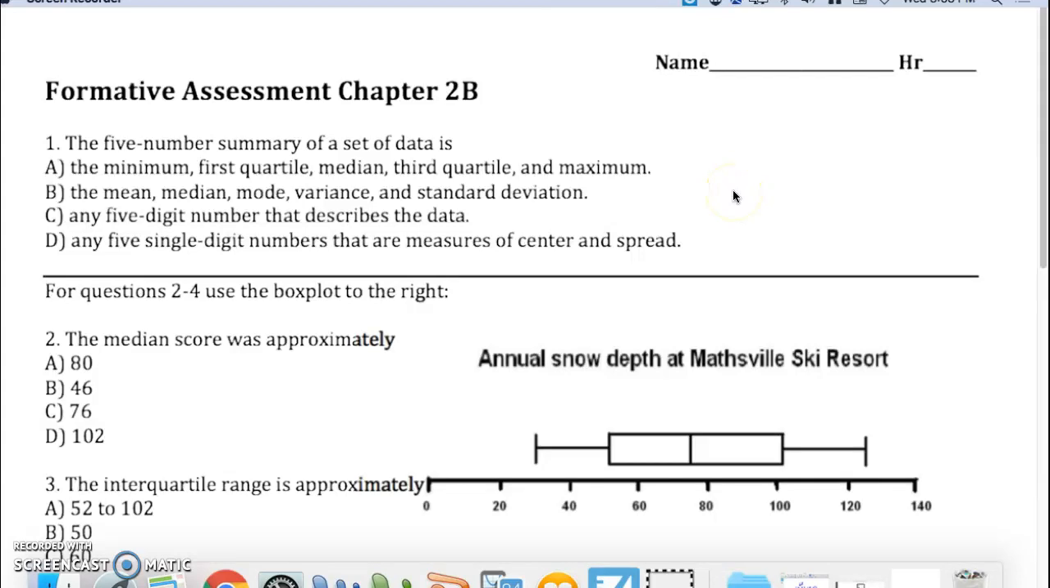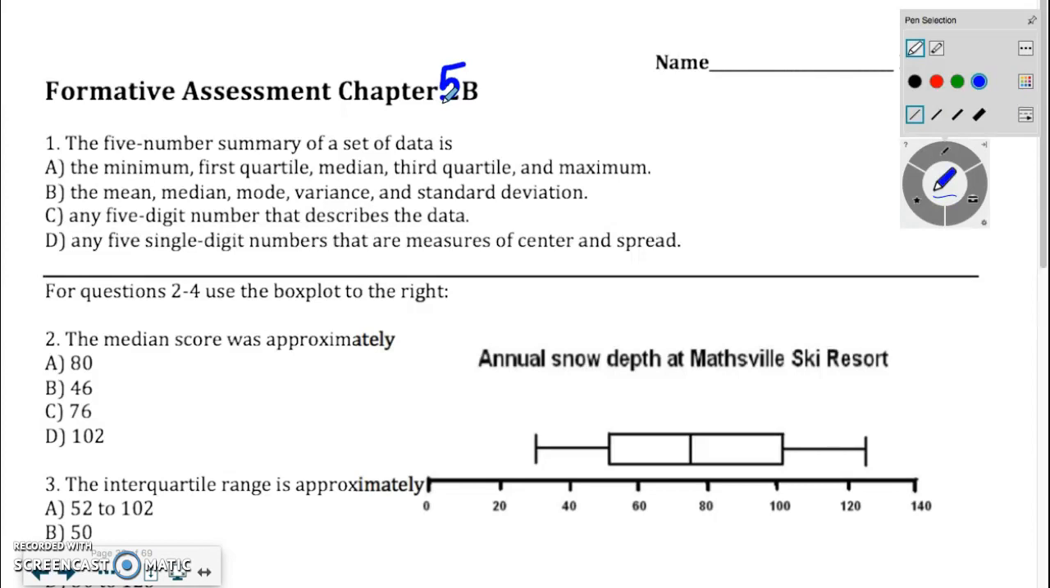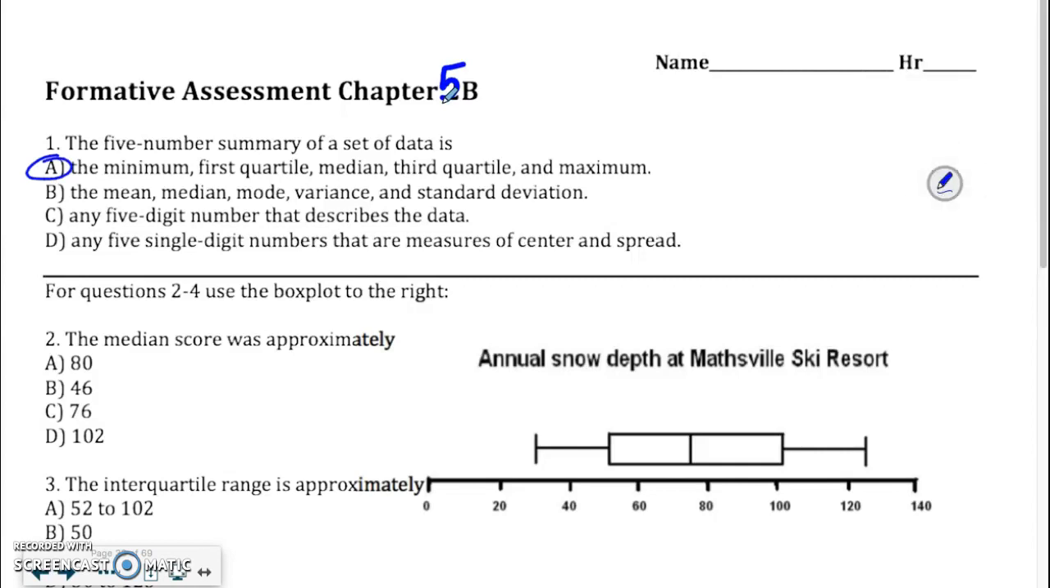Okay, guys and gals, here is the answer key to your formative assessment. And this is from chapter not 2B, but 5B. So I'm going to adjust that. All right, the 5-number summary of a set of data is, your choice should be A: minimum, first quartile, median, third quartile, and maximum.